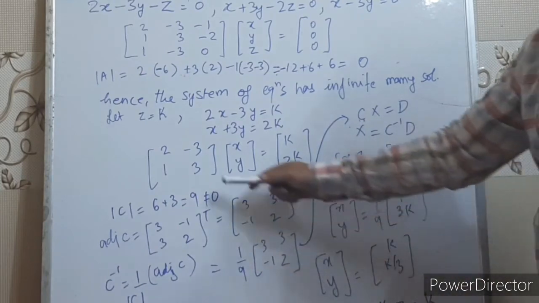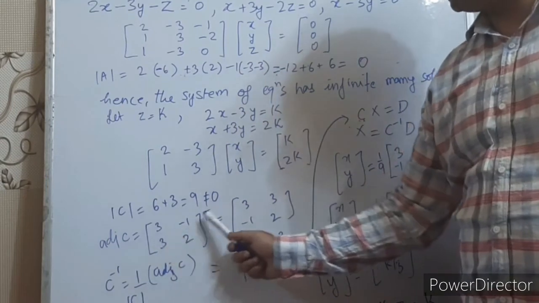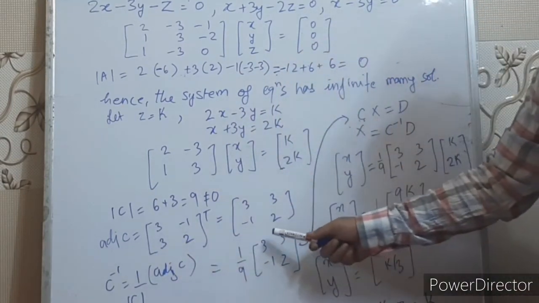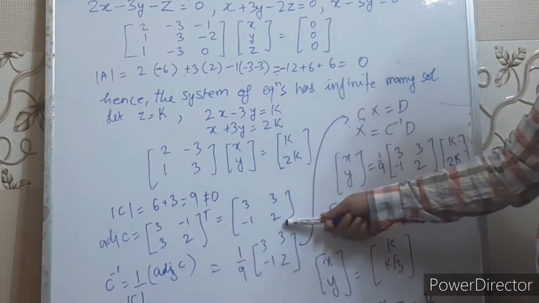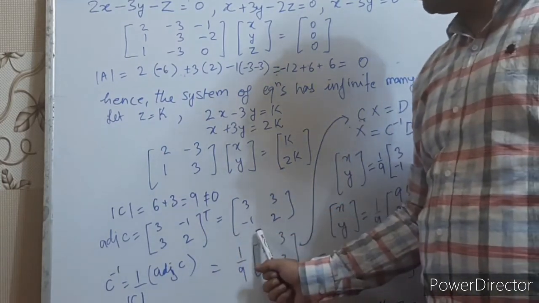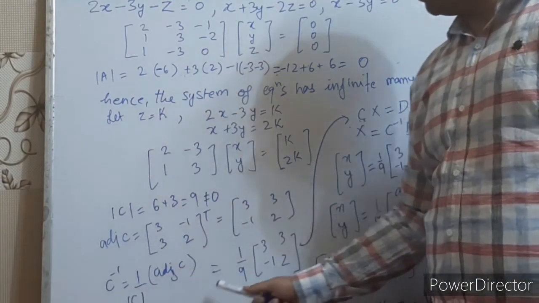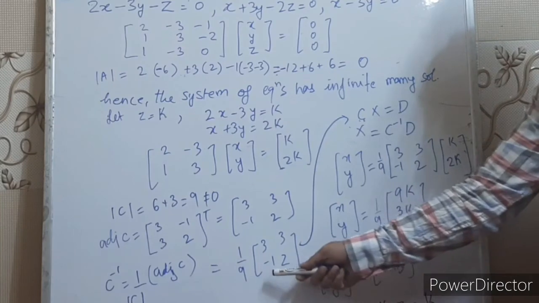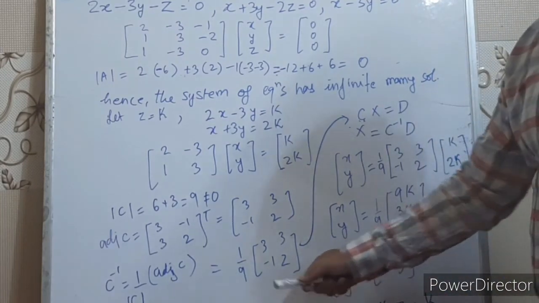Then we can say that the inverse of C matrix exists. So the adjoint of C matrix will be transpose of cofactor matrix. We know how to calculate cofactors, and when we do that, we'll get this matrix, the transpose of cofactor matrix, as adjoint of C matrix. Now when we put this value of adjoint of C matrix and determinant of C here in the inverse formula, what we'll get is 1 by 9 into 3, 3, minus 1, 2. Now we got the value of C inverse.